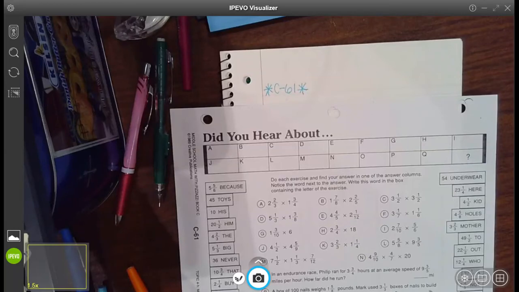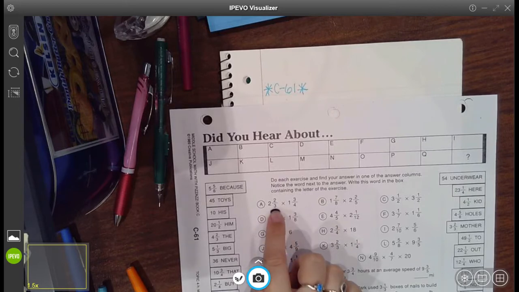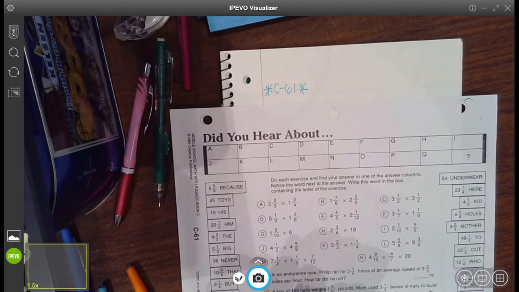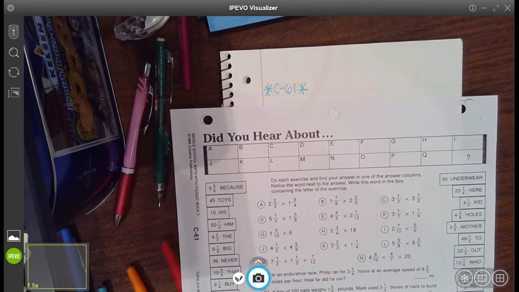Hello, my little mathematicians. Today, I'm going to help you get started on C-61, which is reviewing multiplying mixed numbers, which is a fraction with a whole number. Okay, so first off, remember that whenever you have a worksheet like this, we need to show our work on a separate sheet of paper.